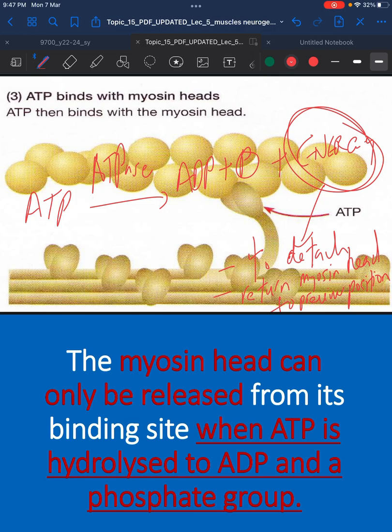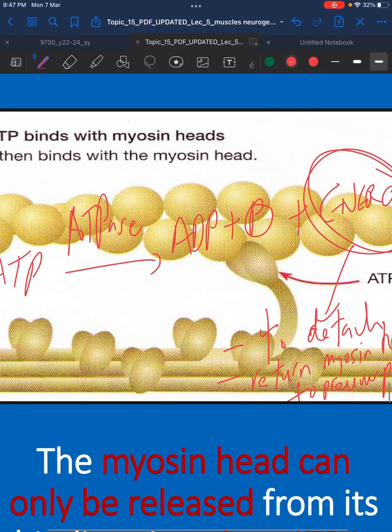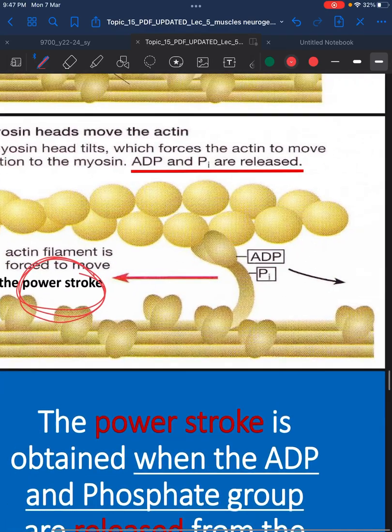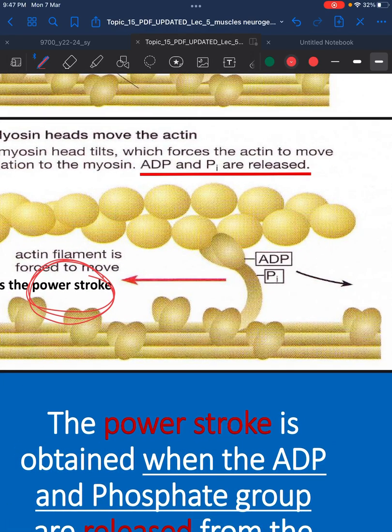Okay, so a lot of students think that this pulling effect is the one that requires energy. A lot of students think that when it pulls or tilts, this requires the hydrolysis of ATP. Now that is not the case. Okay, that is not the case.